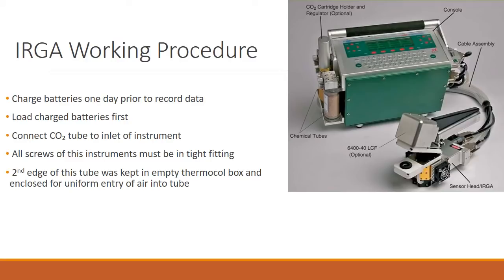Let's see the working procedure of IRGA. First, charge the batteries one day prior to recording data. Load the charged batteries first. Then connect the carbon dioxide tube to the inlet of the instrument. All the screws of this instrument must be tightly fitted. Connect the carbon dioxide tube in a proper way. Connect this tube very tightly, otherwise it shows leakage in the display. The second end of this tube is kept in an empty thermocol box or enclosure for uniform entry of the air into the tube.